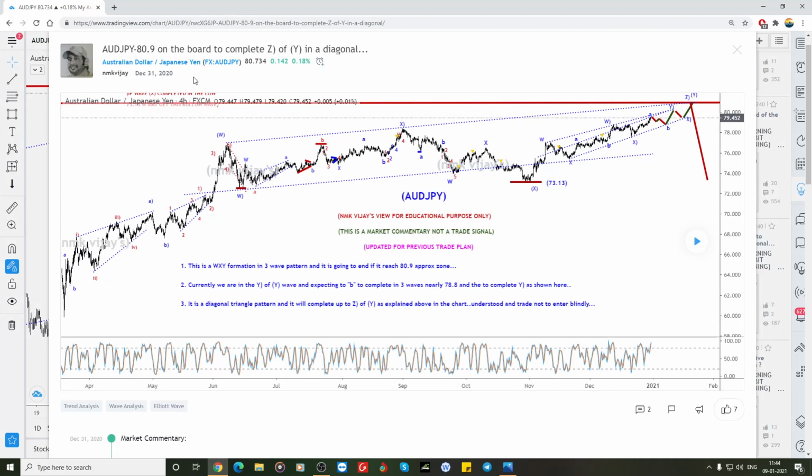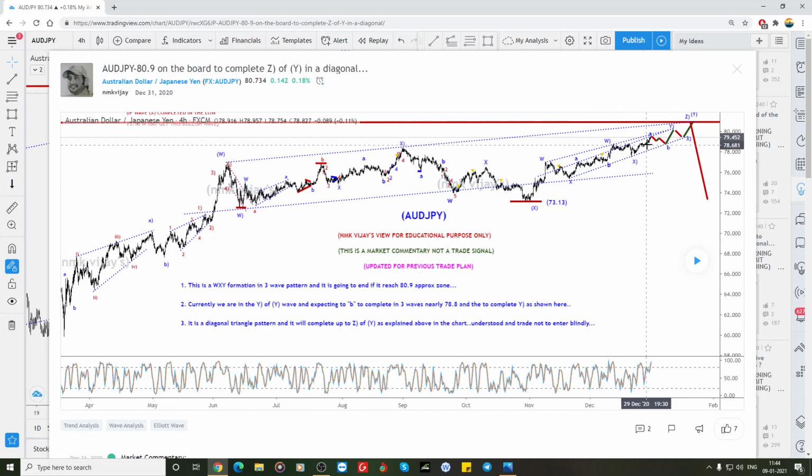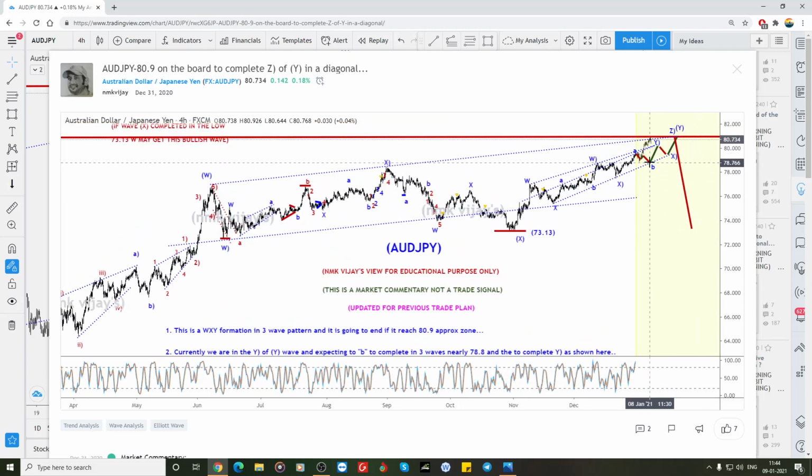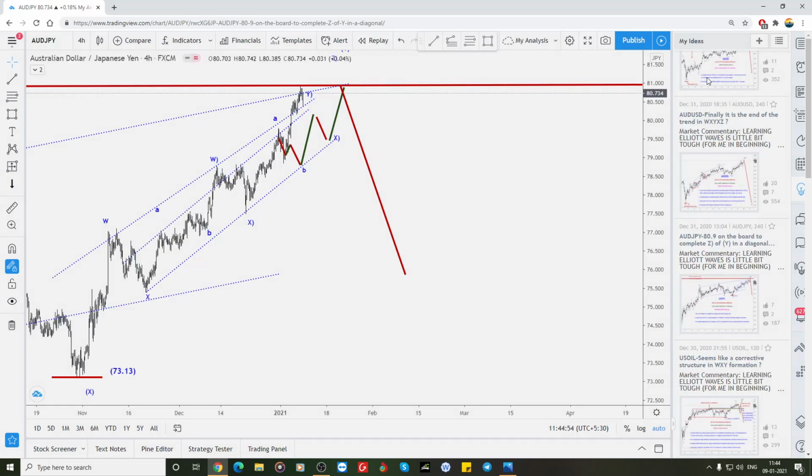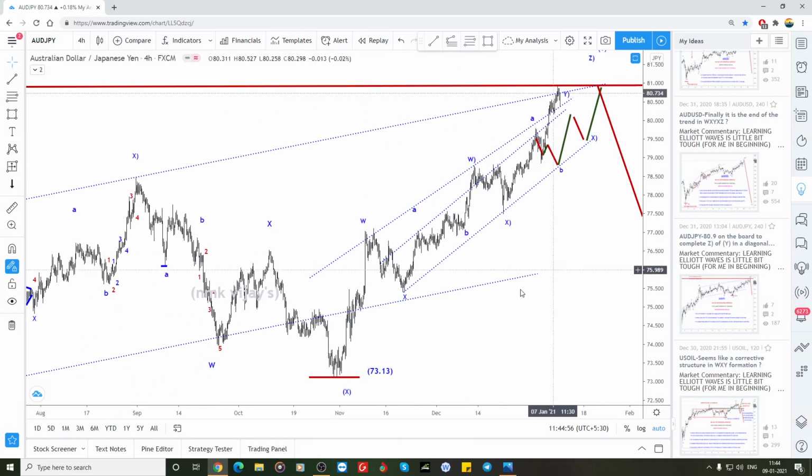See, on December 31st, I said A is completed, B in the 3-wave structure, and again C making a Y, and if it is possible, again X, Z, or it could continue to the downside is also possible. So it's just click that. It's already reached there. So we will show that. I will show here in the live chart.